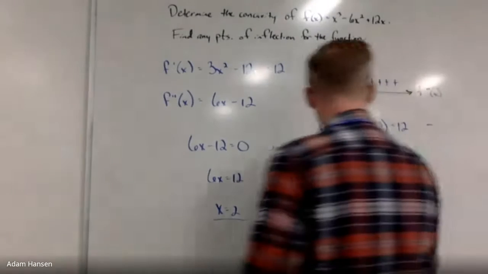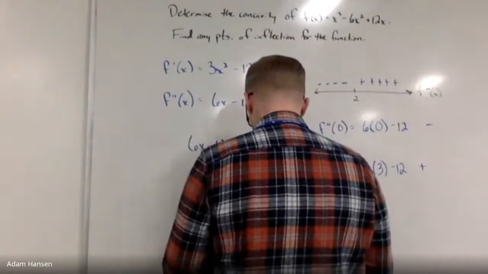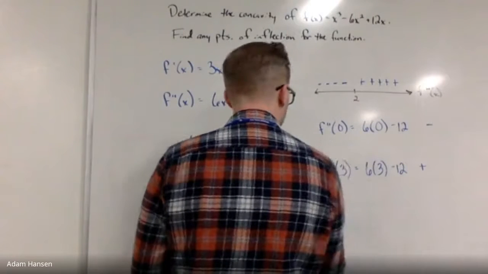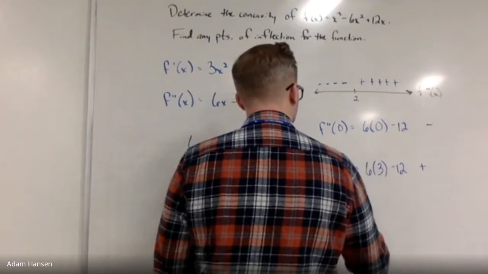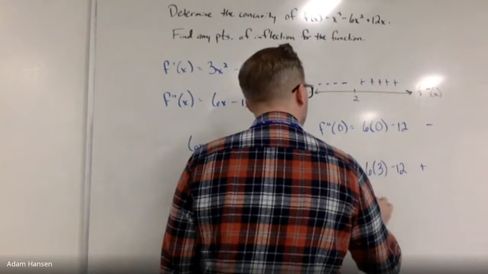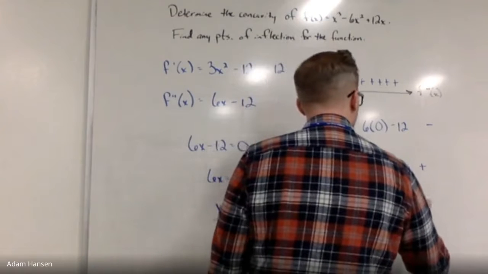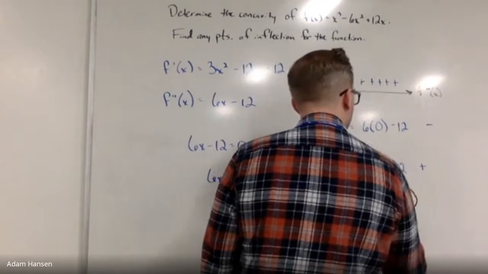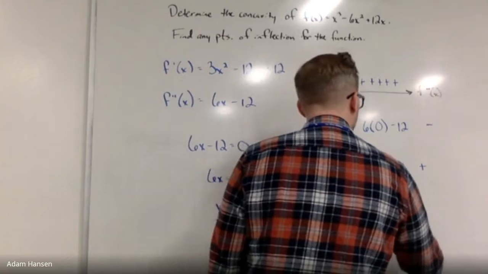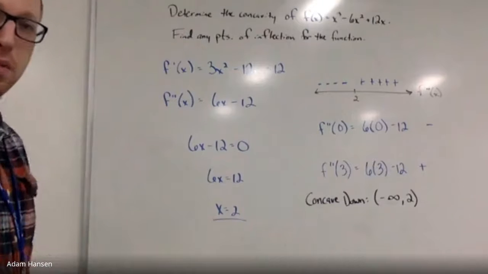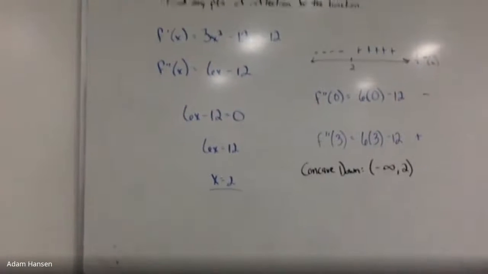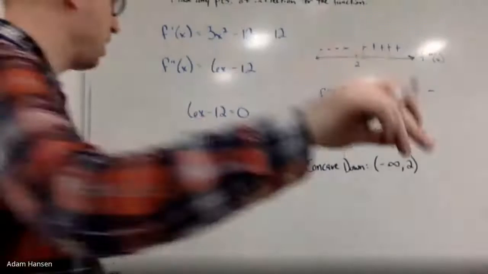In other words, this function is concave down from negative infinity to 2. I know it's concave up from 2 to positive infinity because the second derivative is positive on that interval.